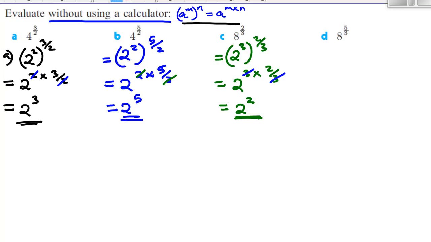The final question, same thing, 8 is 2 to the power of 3. Now, if you notice from what we are doing here, we start by expressing whatever base we have. If we have 8, we express it as a power of 2. Now remember, 2 is a prime number, so basically we express that number as an index whereby the base is a prime number. So here we'll end up with 2 to the power of 3 multiplied by 5 over 2.